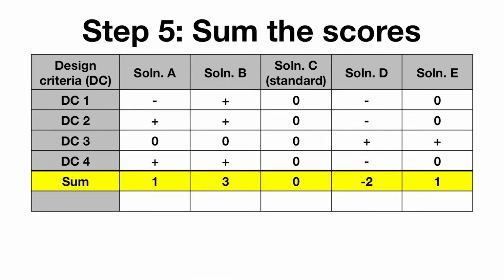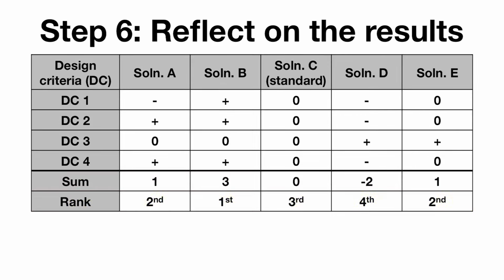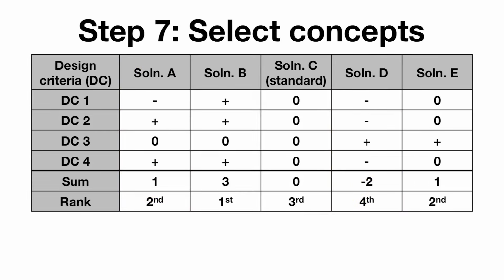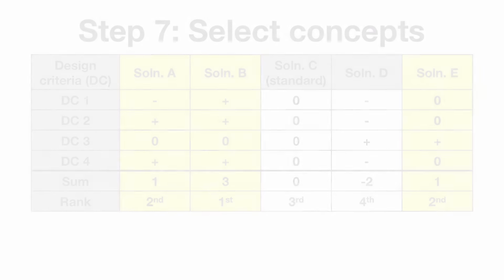The fifth step is to sum the scores of plus, minus, and 0 to determine the rank of the solutions. In step 6, you reflect on the results, possibly combining or improving some of your concept ideas. The seventh and final step is to select the concepts to move forward for further evaluation.